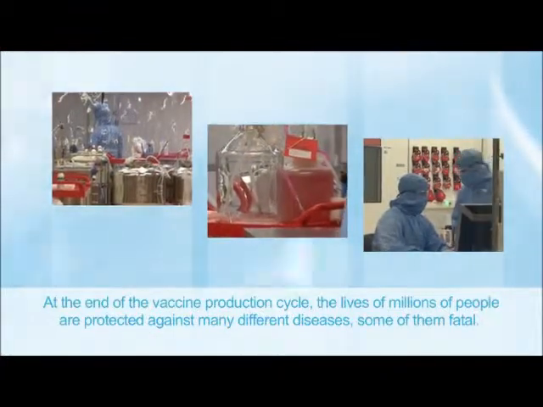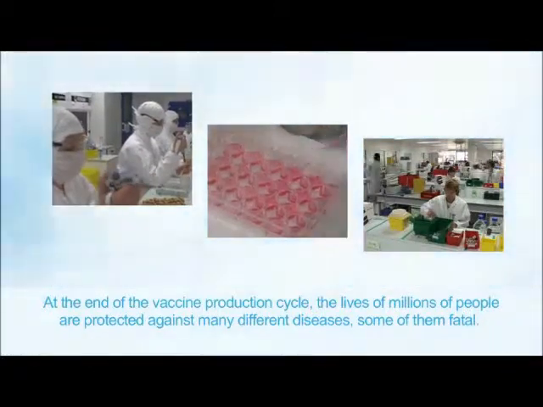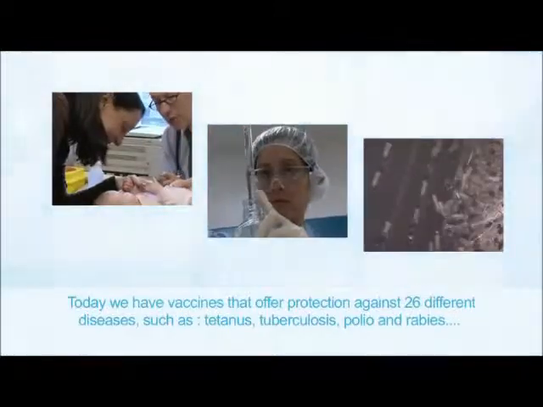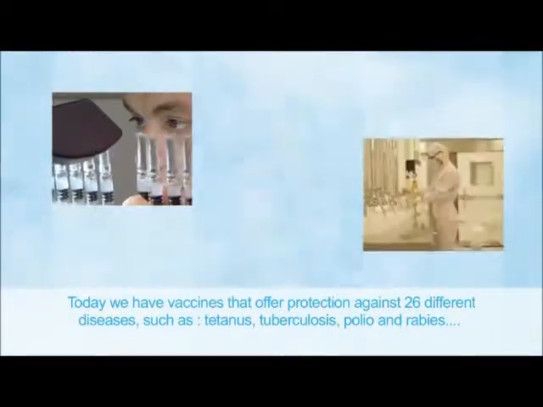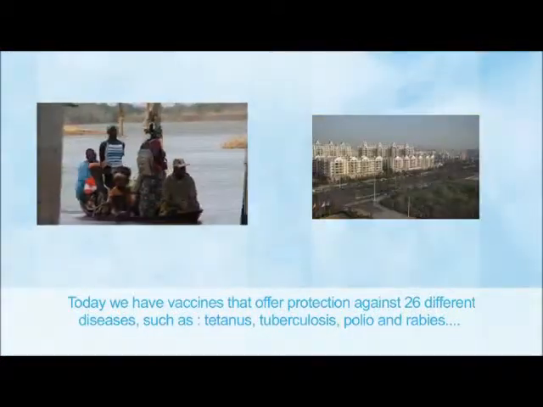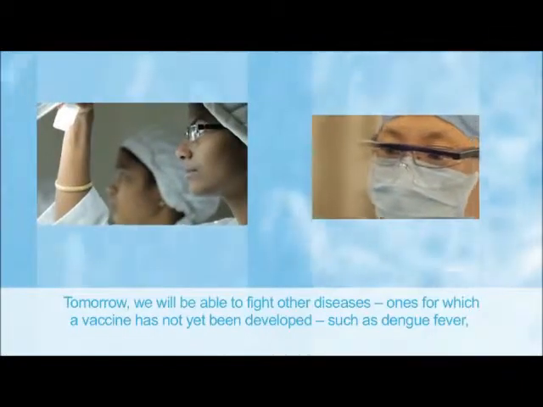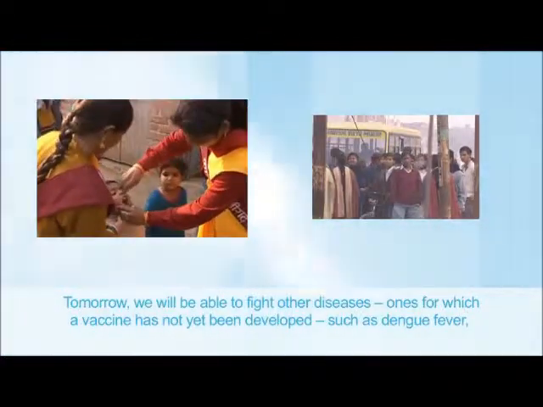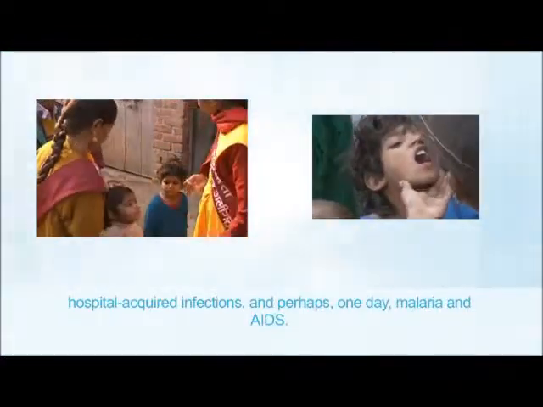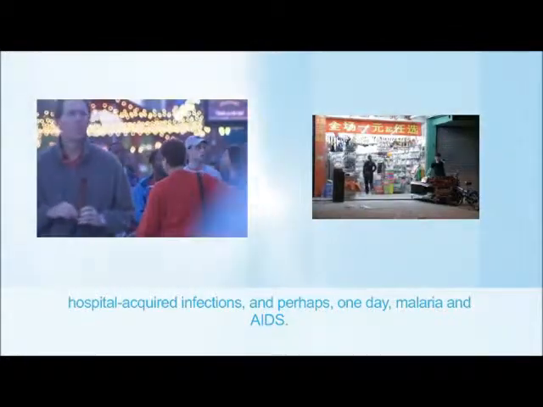At the end of the vaccine production cycle, the lives of millions of people are protected against many different diseases, some of them fatal. Today we have vaccines that offer protection against 26 different diseases, such as tetanus, tuberculosis, polio, and rabies. Tomorrow, we will be able to fight other diseases, ones for which a vaccine has not yet been developed, such as dengue fever, hospital-acquired infections, and perhaps one day, malaria and AIDS.